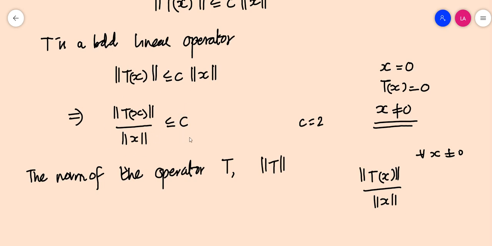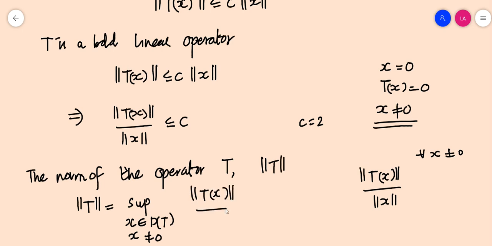The least among the set of all upper bounds is actually the supremum. So the norm of T should be defined as the supremum of the set of norm of T of x divided by norm x, over all x belonging to the domain of T such that x is not equal to 0. This means that whenever T is bounded and this inequality holds for a particular C, then it holds for every real number greater than C. We want the least real number with which this inequality holds, and that least number is called the norm of the operator.